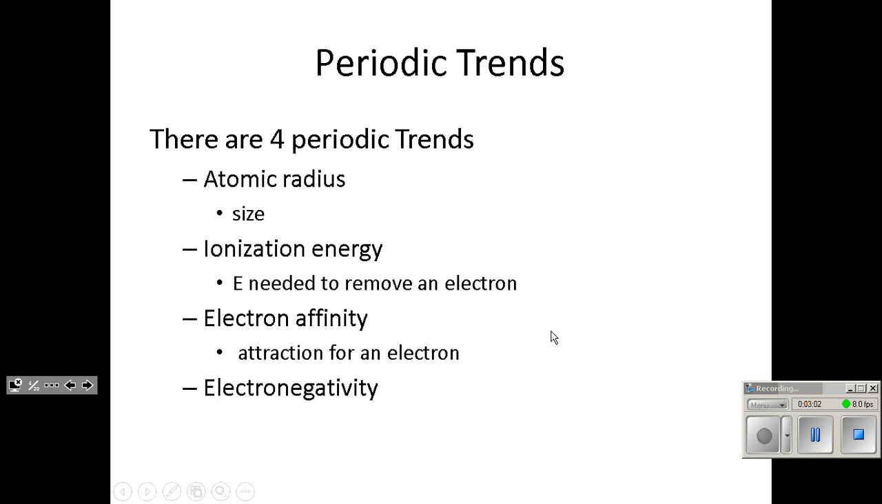And then electronegativity is kind of measuring the same thing, except electronegativity is talking specifically about two atoms that are bonded and sharing a pair of electrons. It's talking about which way the electrons shift. Do they shift toward one atom or another? That's what electronegativity is. We're going to hit more of that later. For right now, just know that electron affinity and electronegativity are attraction to electrons.